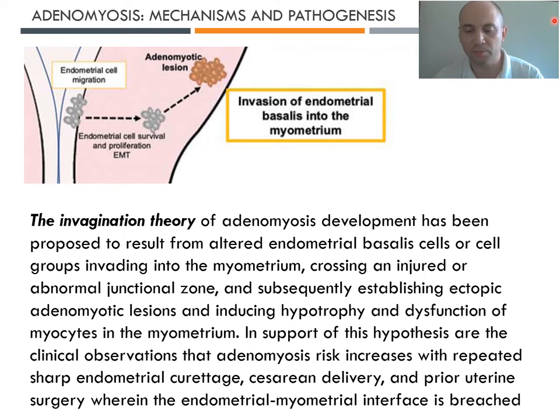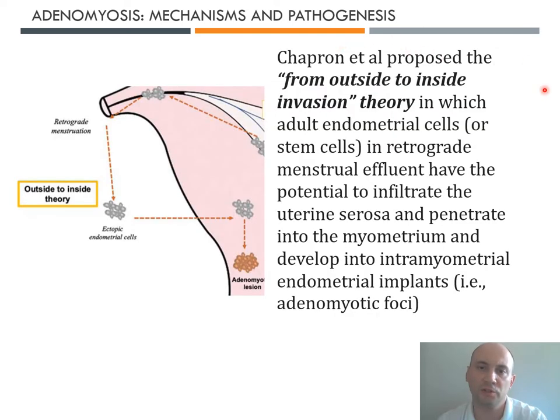In support of these hypotheses are the clinical observations that adenomyosis risk increases with repeated sharp endometrial curettage, cesarean delivery, and prior uterine surgery, wherein the endometrial-myometrial interface is breached. From the outside to inside invasion theory, adult endometrial cells or stem cells in retrograde menstrual effluent have the potential to infiltrate the uterine serosa and penetrate into the myometrium and develop into intramyometrial endometrial implants, so-called adenomyotic foci.